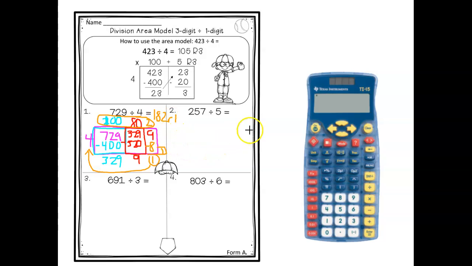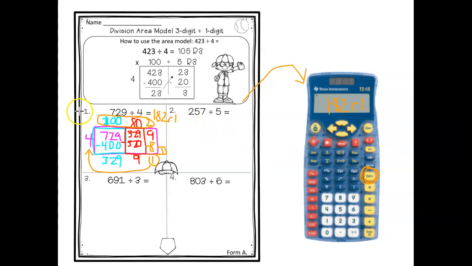Now when you go to put this into a calculator, and you're going to grab a calculator after you've done these 4, so I guess 3 more for you, again, same thing as last time, you're going to hit 729. Don't forget the int division. If you don't hit that, it will not show you the remainder. If you use the regular division symbol, it will come up with a decimal. So once you do that, 729, then int division 4, the answer would read 182 remainder 1.